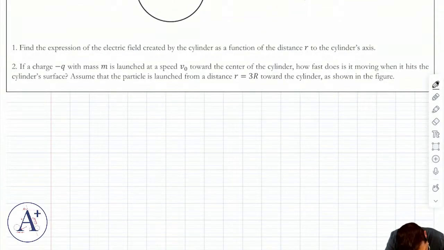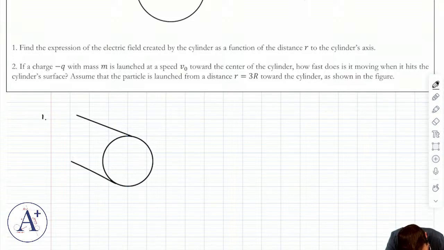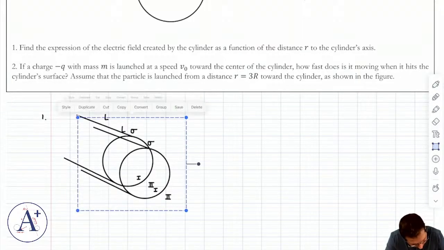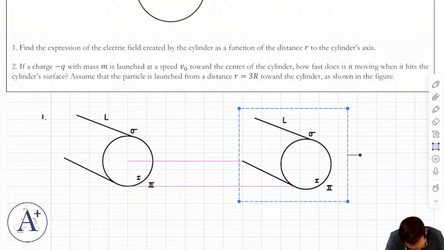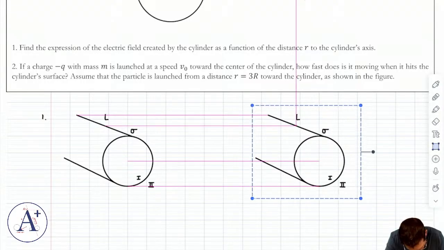Because you have two regions, you have to do Gauss's law twice. So we're going to have our cylinder like this, and we're going to look at region 1 first. This is region 1. This is region 2. Has a length L, or is infinitely long, it doesn't really matter. L is going to cancel out. And we know that we're going to do Gauss's law twice.